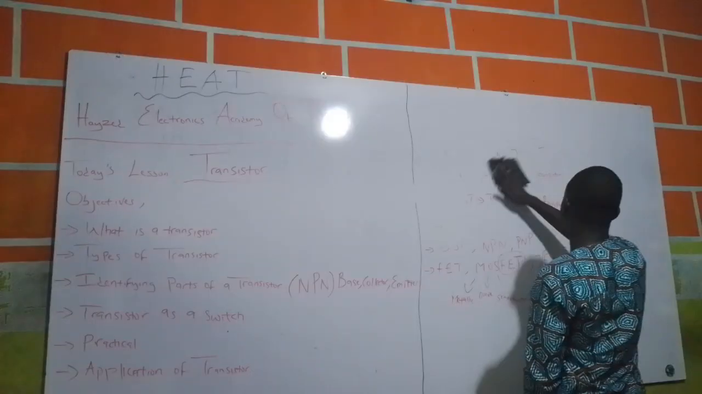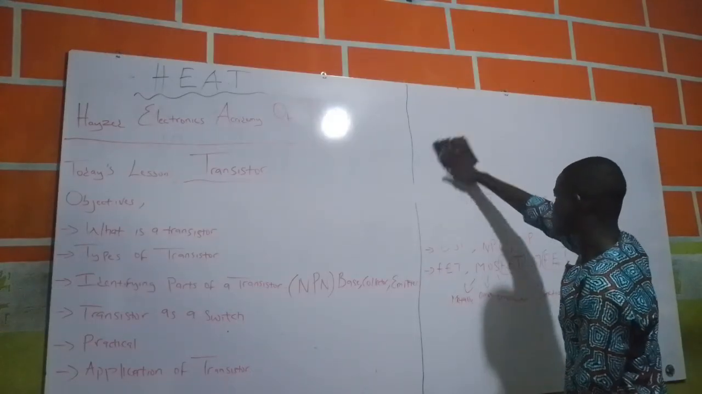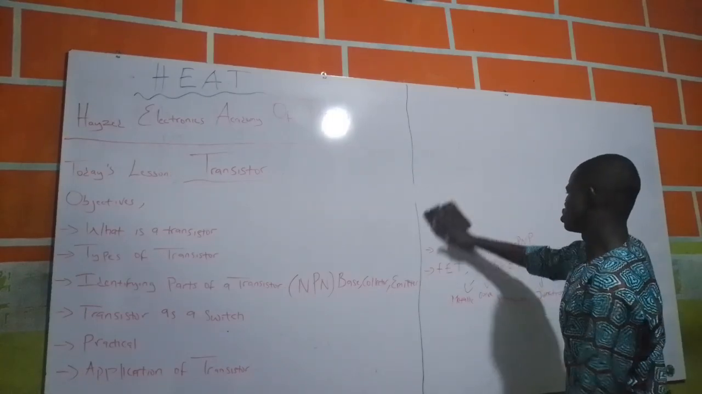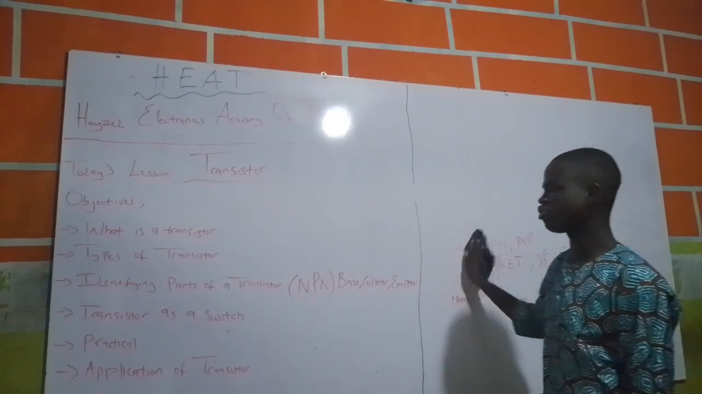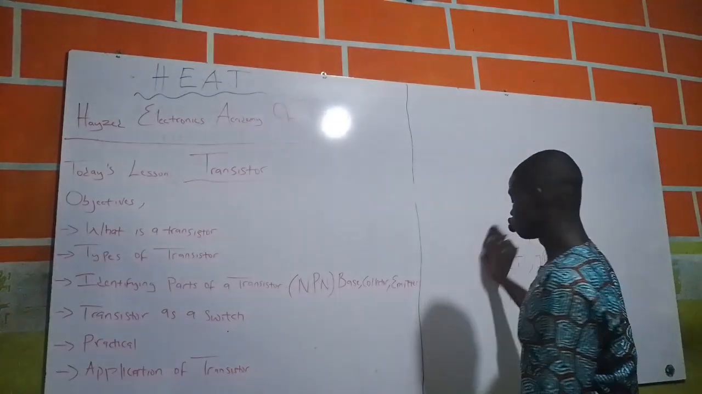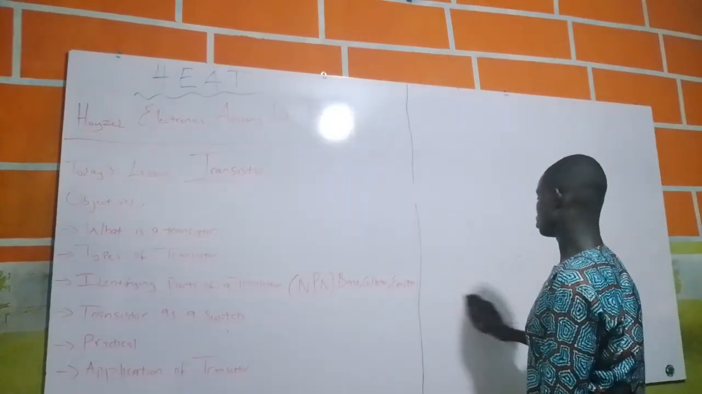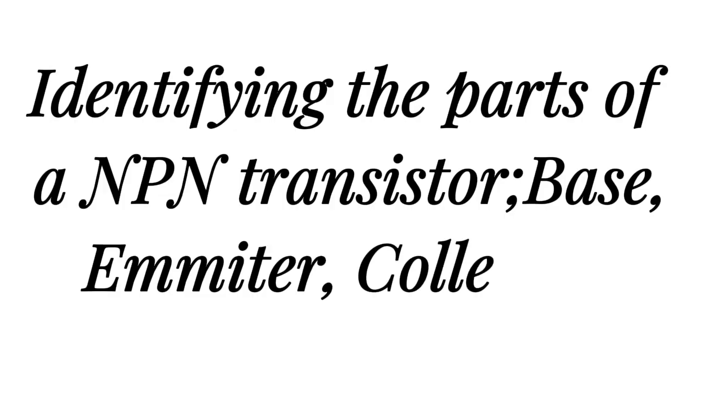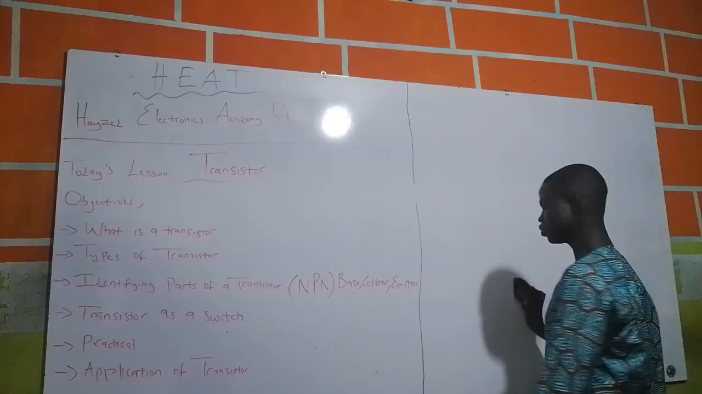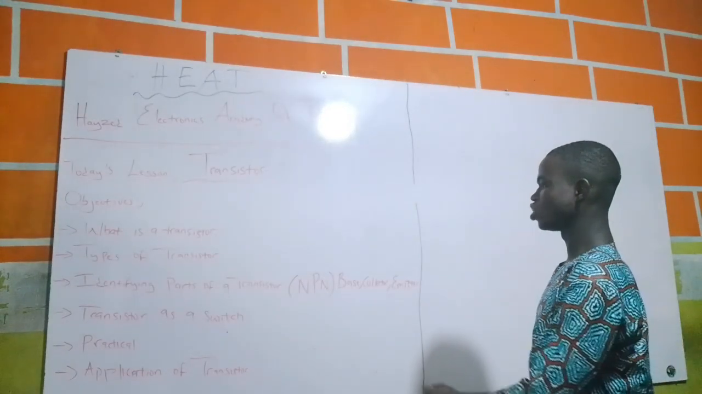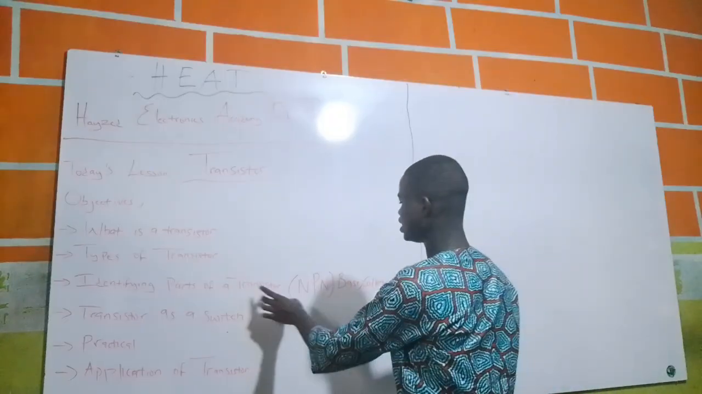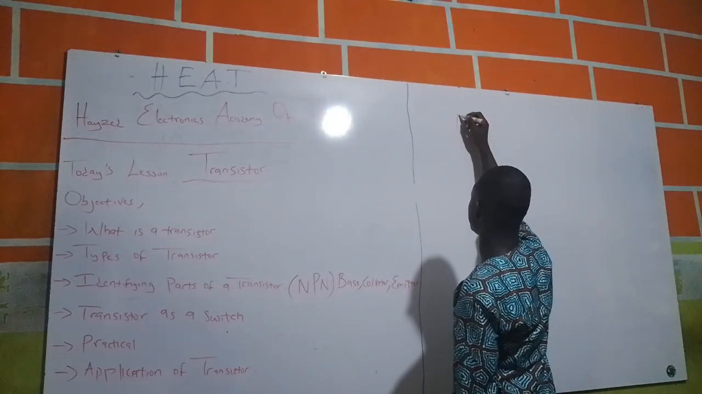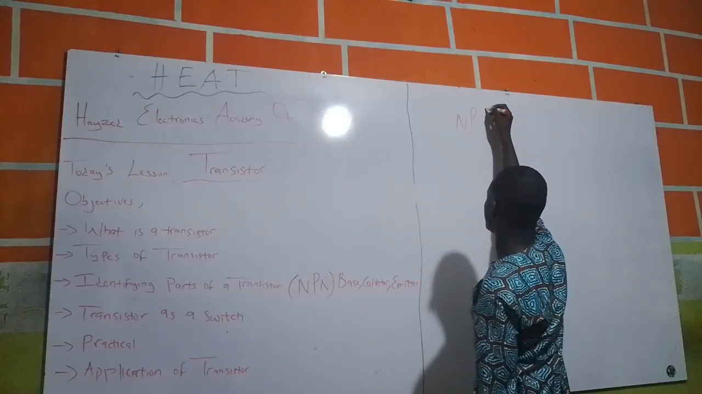Because in electronics you have to be careful, and that is why a resistor is needed. Apart from using a resistor to protect an LED, you also need a resistor to prevent burning your transistor. Now, we're going to be looking at the BJT transistor, that means the NPN transistor. NPN.